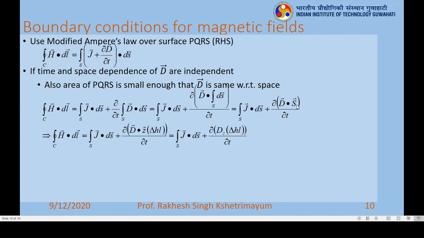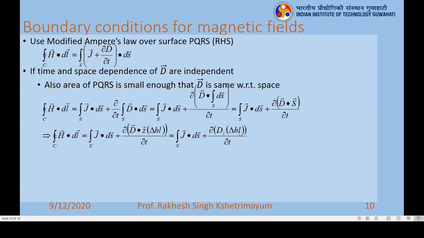And what was the area? We have length was L, height was delta h. So the area will be delta h into L. And this surface element is in the XY plane. So the normal to this XY plane would be along the Z axis. So the direction of surface element S vector will be along Z direction and its magnitude would be delta h into L. And when I do dot product of D dot z, I get Dz. So finally what I'm having is del by del t of Dz delta h L.